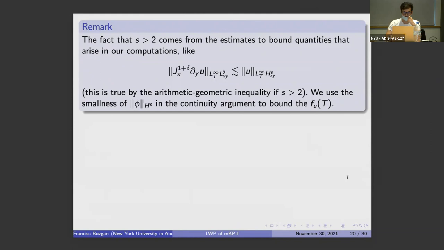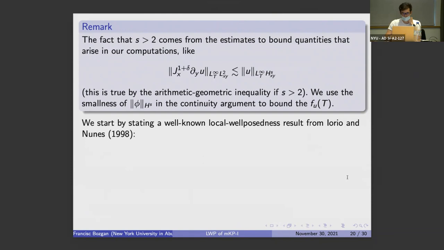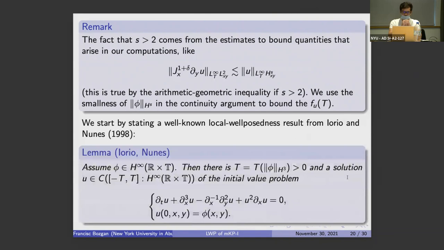Okay, so now we can start to look at our well-posedness result, but first I will talk about the local well-posedness result from Yoro and Nunes. As Professor Masmoudi was saying here, if we consider smooth initial data, then we can find that the generalized KP1 is locally well-posed. So by consequence, the modified KP1 will be well posed, and the solution corresponding to this will also be in H infinity.